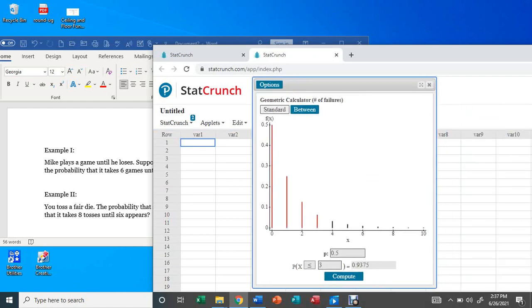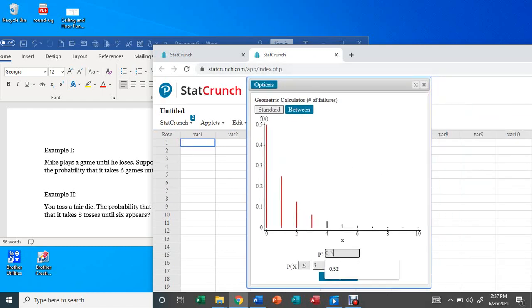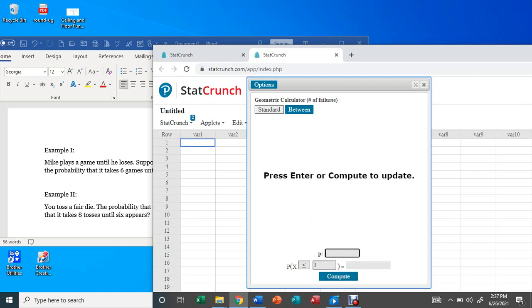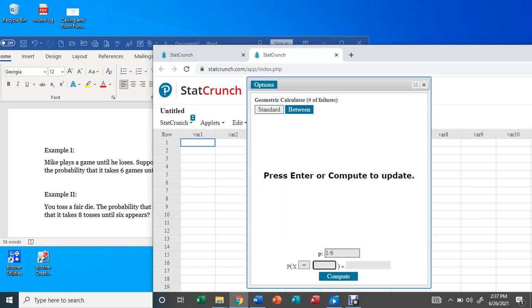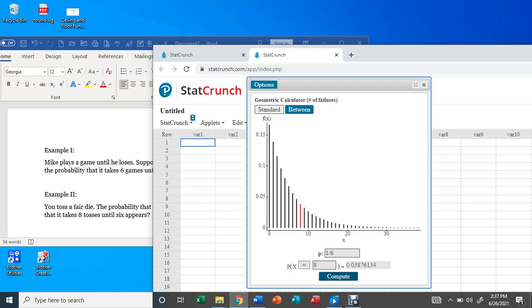So the probability of success is 1/6, 1 divided by 6, and x equals 8, and hit compute. So here you go, the probability that it takes 8 tosses until 6 appears will be 0.0387.